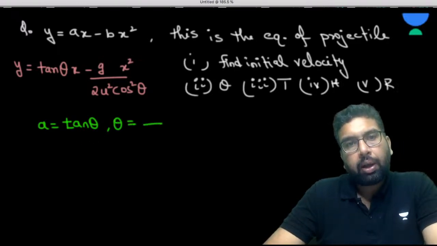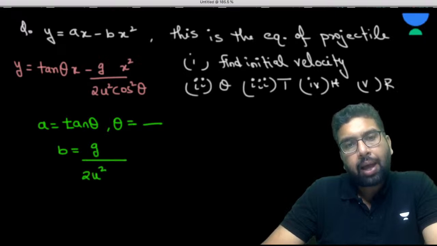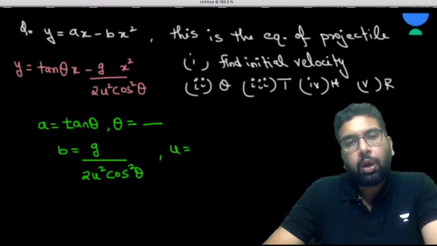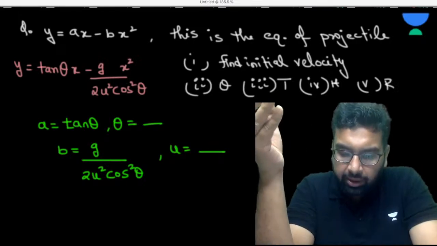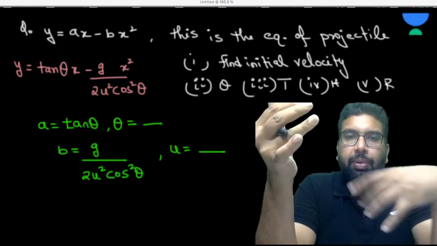Now, comparing these two equations, B is g upon 2u square cos square theta. So theta you will get from here, that is tan inverse A. Now once you have the theta, g is already there, so you will be able to find u. Okay, I just made this question. I hope if the values are given instead of A and B, you will be able to compare.